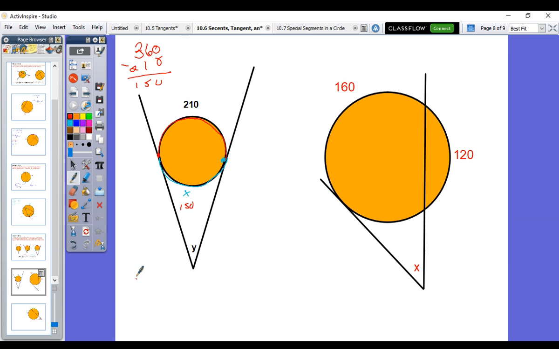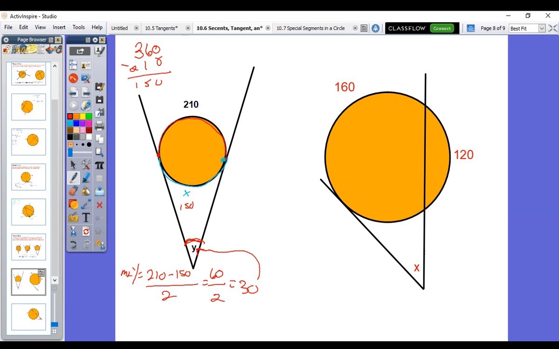So now, to do this problem, we will do the measurement of angle Y equals the major arc, 210, minus the minor arc, divided by 2. So 210 minus 150 is 60, divided by 2 gives me 30. So Y here is 30 degrees.